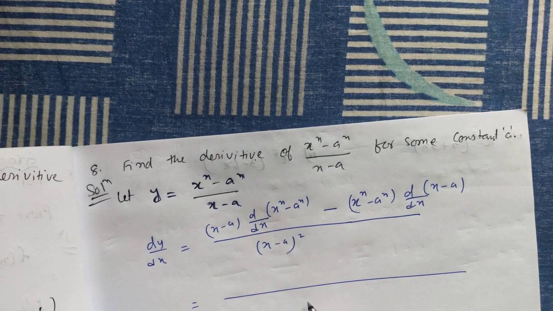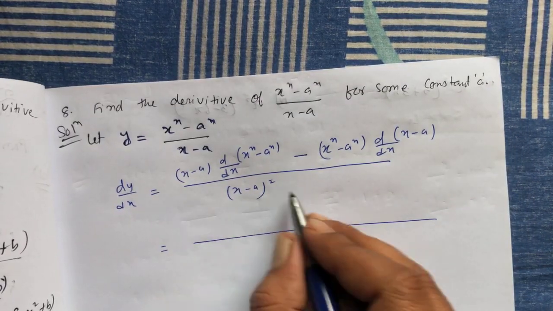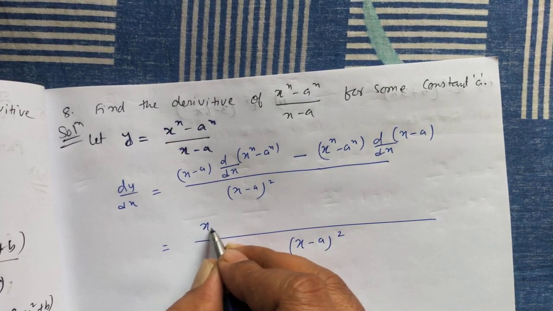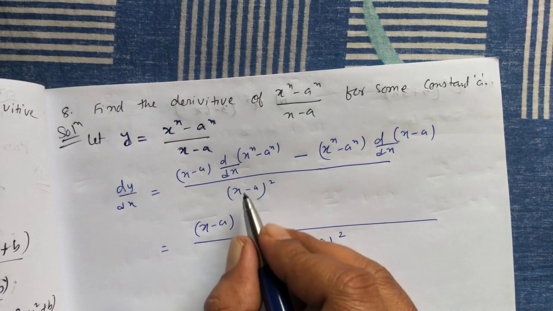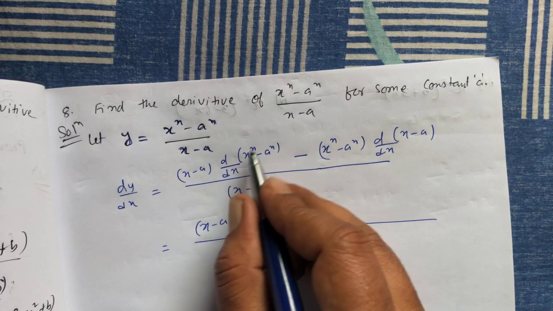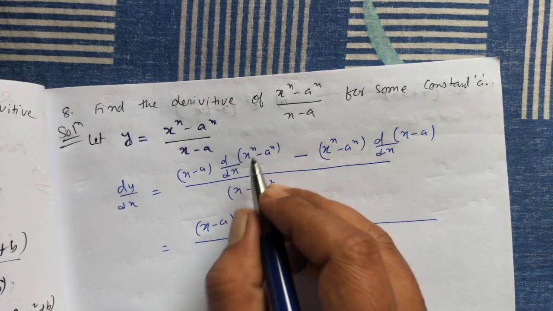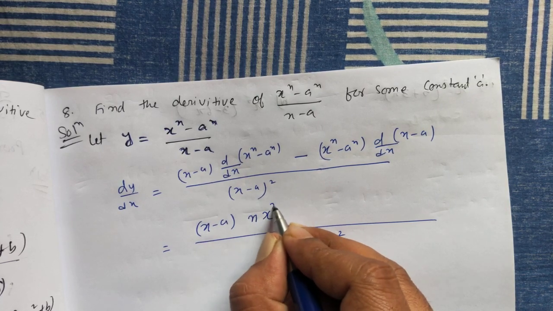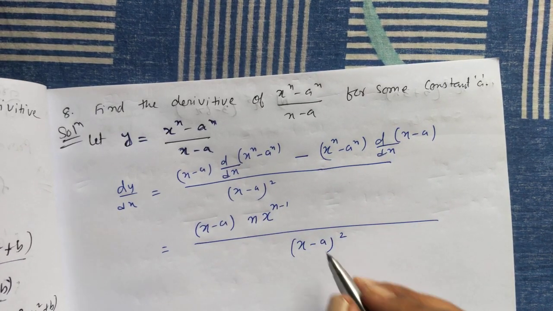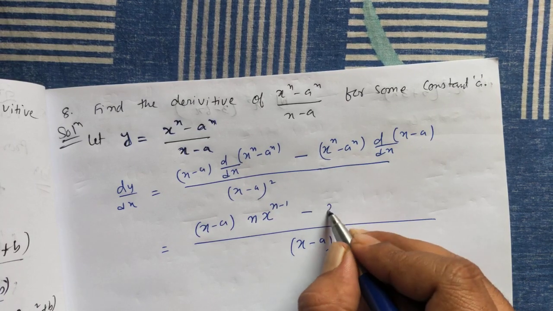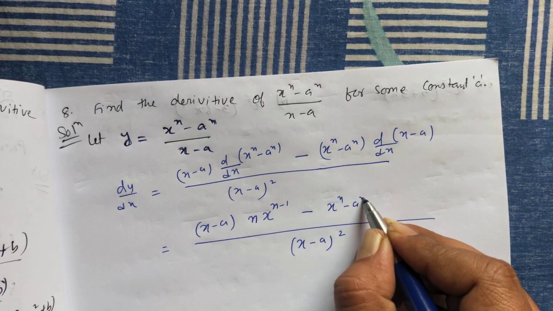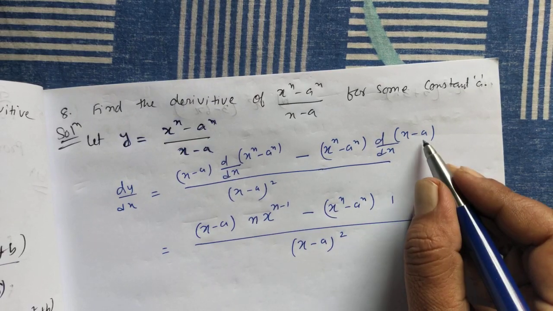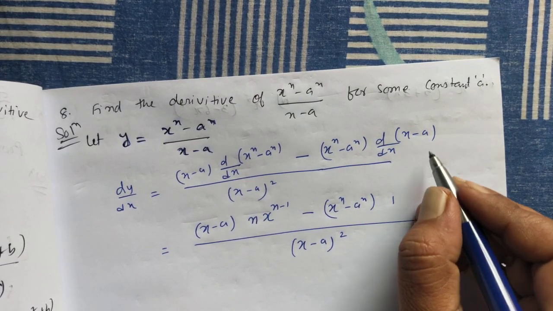So denominator will be same as it is, x minus a whole square. x minus a. When you derive a to the power n it is 0, so forget about this. When we derive x to the power n, directly formula n x to the power n minus 1. Minus this one you keep as it is, x to the power n minus a to the power n. When you derive x, we get only 1. a is 0, so no need to write.